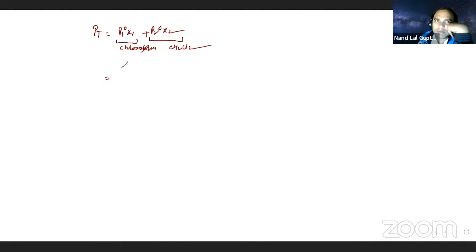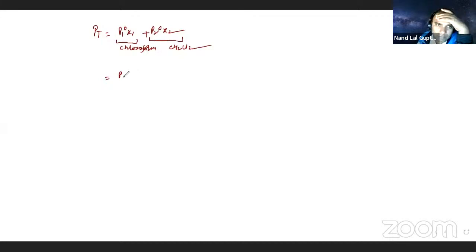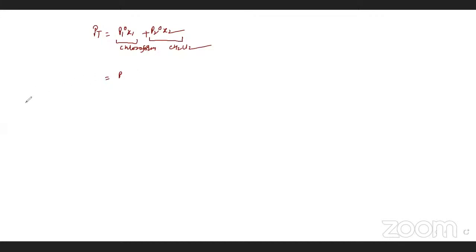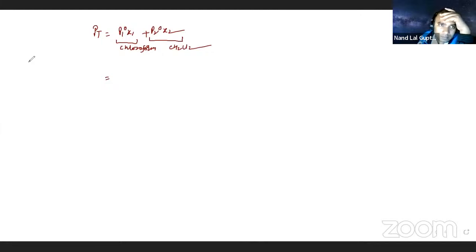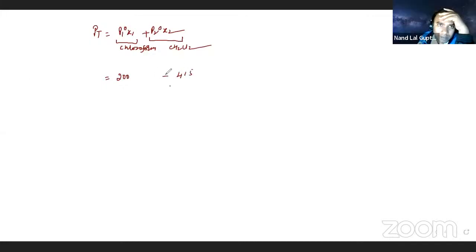Now P1 naught they have given. P1 naught for chloroform, can you tell me what it is? How much have they given? The chloroform vapor pressure is 200 mmHg. And dichloromethane is 415. And what is mole fraction?